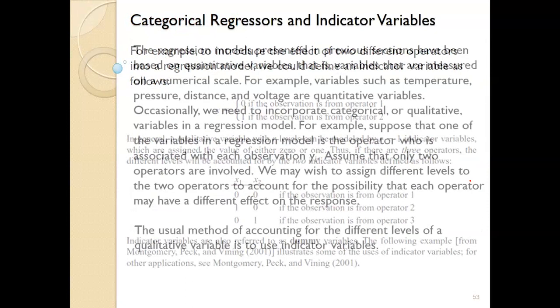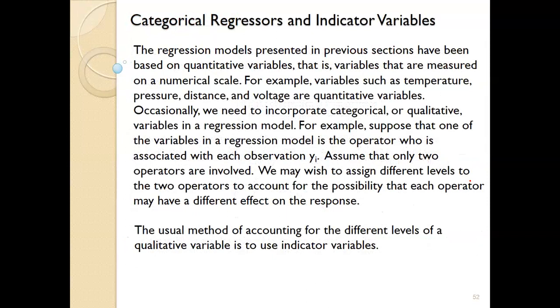For the next slide, we talk about categorical regression and indicator variables. For this, we have a mix between quantitative variables and qualitative variables. Sometimes we have the value in numerical form, but sometimes we have qualitative, like people 1, people 2, and catalytic 1, catalytic 2. For that case, you have to convert qualitative into code numbers. Maybe catalytic 1 is 1, catalytic 2 is 2, for example.